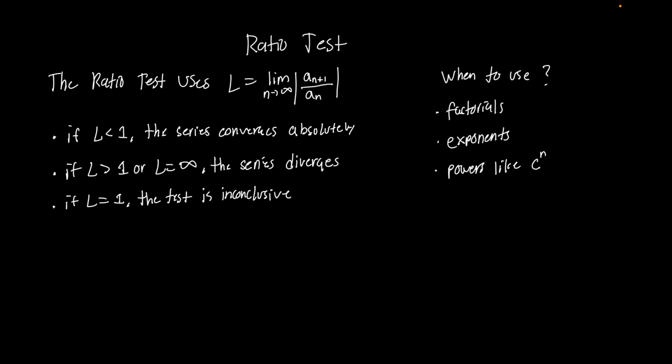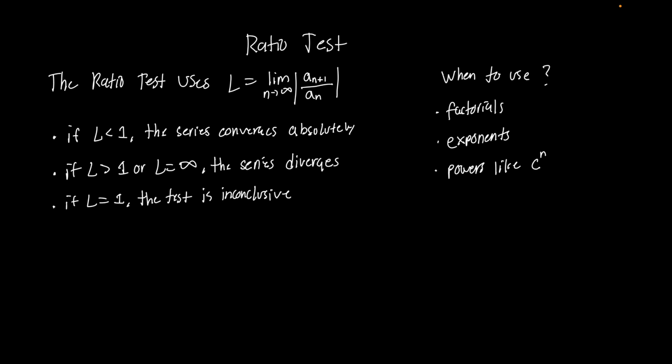Now we're going to move on to the ratio test. The ratio test uses L equals the limit as n approaches infinity of a sub n plus 1 over a sub n. If the L value is less than 1, the series converges absolutely. However, if L is greater than 1 or equals infinity, we say the series diverges. And lastly, if L equals 1, the test is inconclusive.